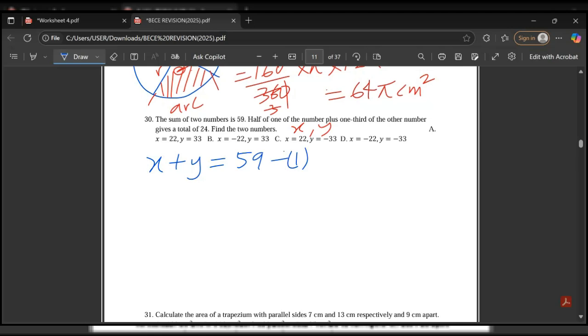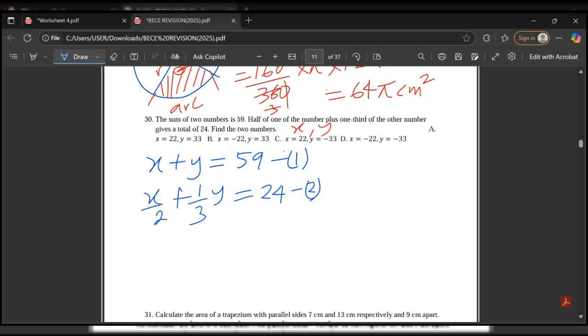Then we move to the next sentence. Half of one of the numbers, let's say the first one, half of one of the numbers, half, that is x over 2, plus 1/3 of the other. 1/3 of that, that's 1 over 3 of the second one, gives a total of 24. This is equation 2. All right. So we are now going to solve this simultaneously.